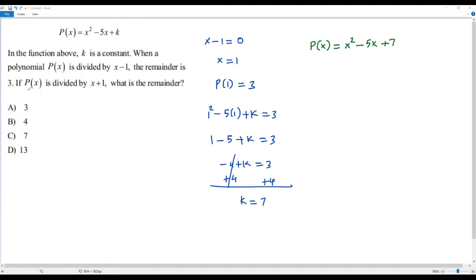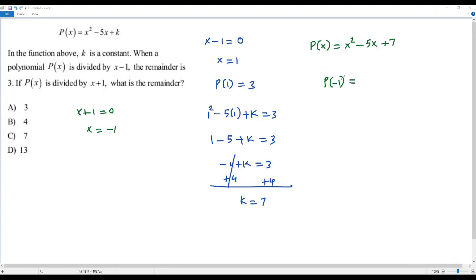Okay, now let's consider the question. If P of x is divided by x plus 1, what is the remainder? Again, we have to use the remainder theorem. We equate the divisor x plus 1 to 0 and solve for x. Then I'm getting x equals negative 1. Here, when P of x is divided by x plus 1, to get the remainder, I plug in this negative 1 for x. Then I'm getting P of negative 1. So this is the remainder when P of x is divided by x plus 1.